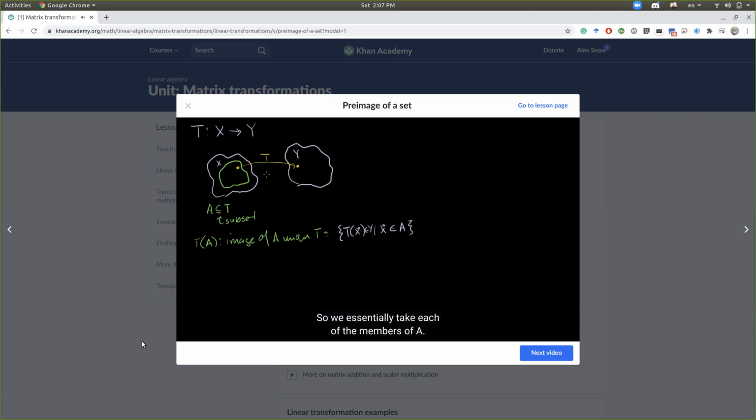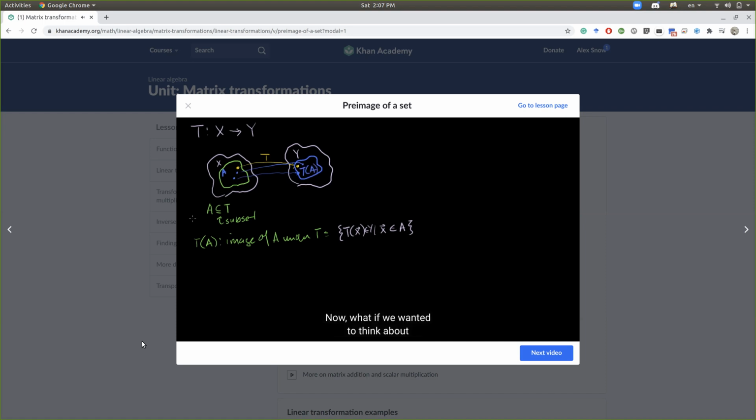So we essentially take each of the members of A. This was one of them. You find its transformation. It's that point. You take another member of A. This is all set A right here. Take another member of A. Find its transformation. Maybe it's that point. You keep doing that. Maybe it's that point. And then the set of all of those transformations, maybe it's this blob right here, we call this the image of A under T.